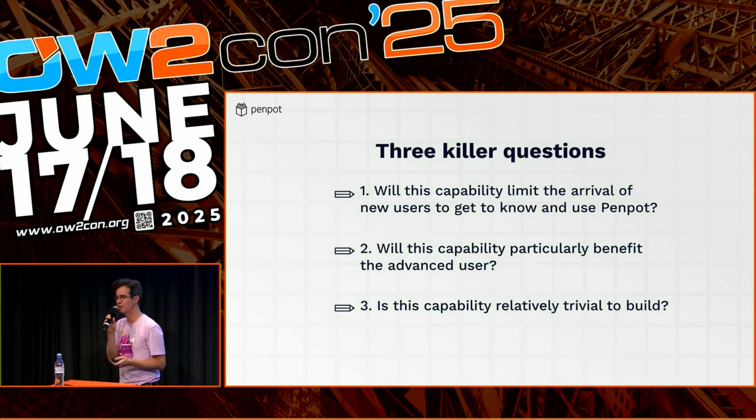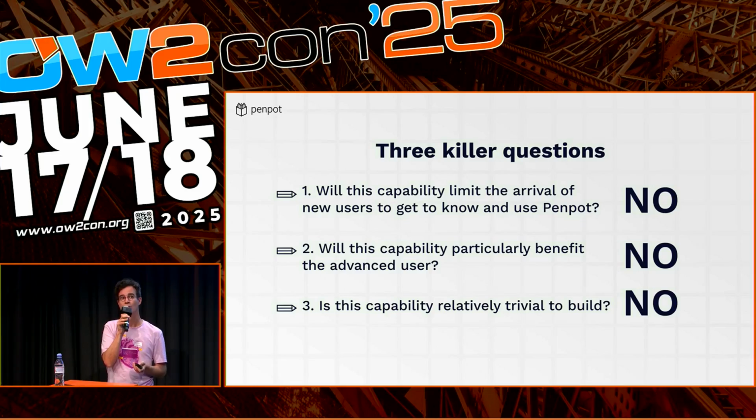Will this capability particularly benefit the advanced user? So we're getting this feature moving from Penpot to Pentax. Will this capability particularly benefit the advanced user, and therefore it is in Pentax and not in Penpot? And we say, no, there's no issue with that. There's no point. So we say, okay, second no, we're good. And finally, is this capability relatively trivial to build? And if the answer is no, then we have 3 no's.